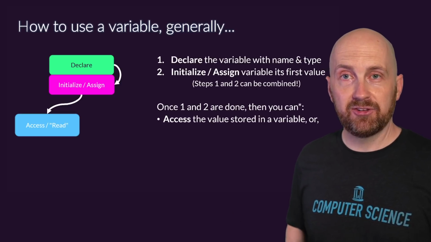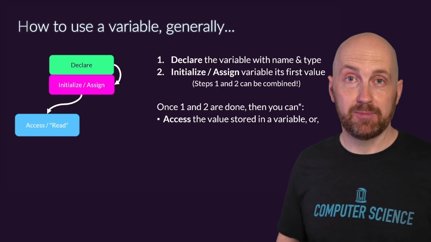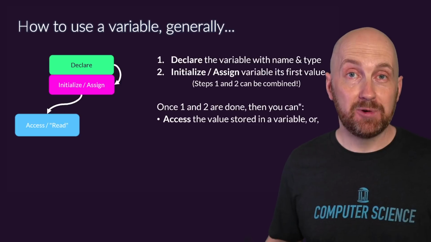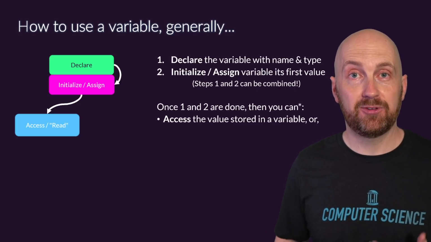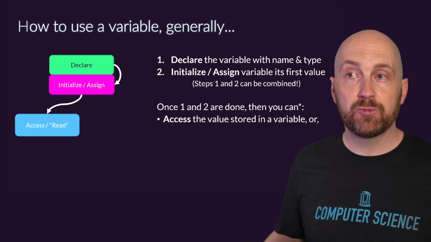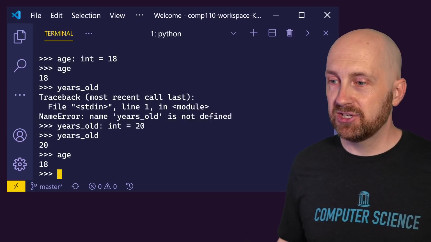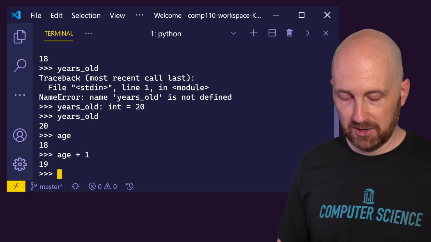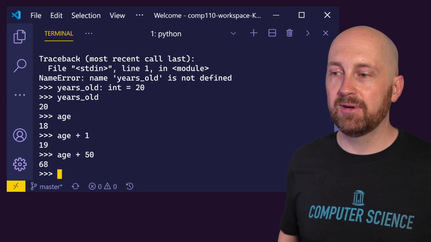Once you've declared and initialized a variable, you can access that variable by accessing its name directly. Right? So that means I want to read the last value that was bound to this variable name. And we can use this as parts of expressions, right? So just as an example, if I were to look at, well, what is age plus 1? How old will I be in 1 year? Or how old will I be in 50 years, right?